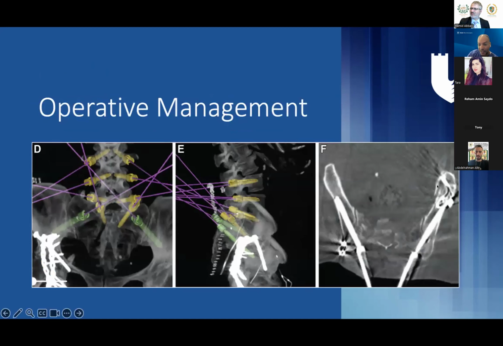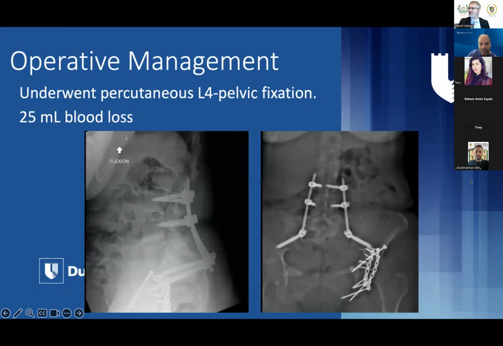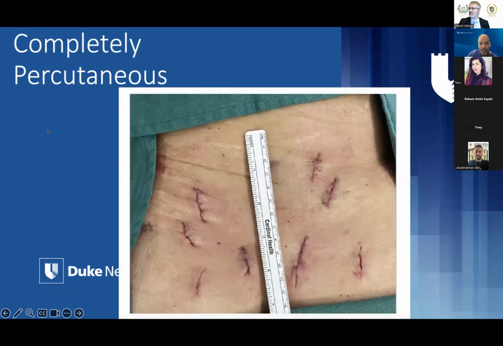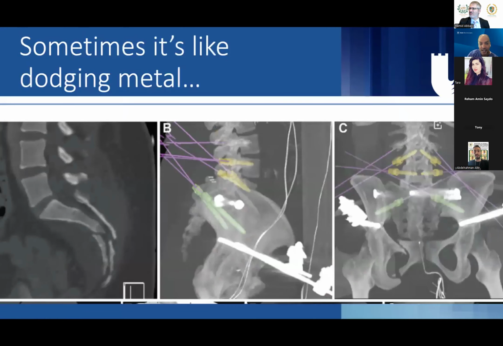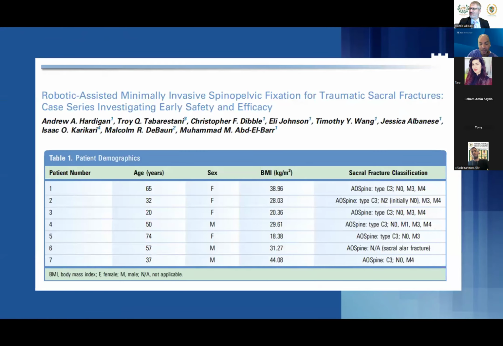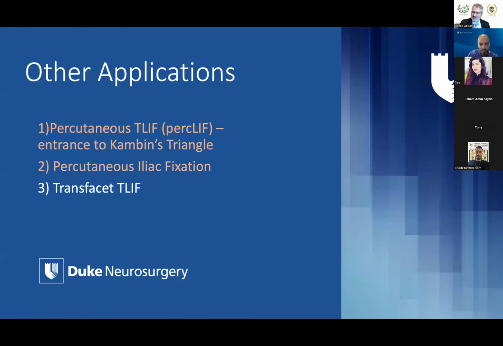We can avoid the other fixations that the trauma surgeons have put on here. We can do this now, completely percutaneously. We've gotten better now, with only 25 cc blood loss, percutaneous again, and we can do really well with these patients. We've published our case series of using this percutaneous way to do iliac fixation.